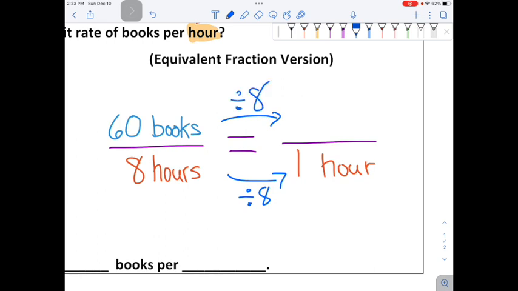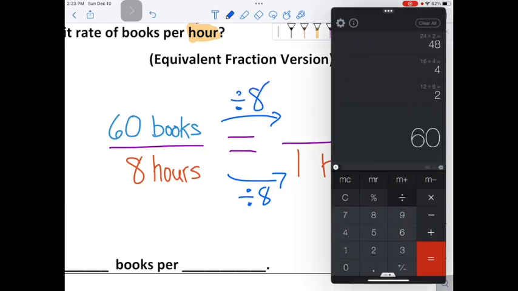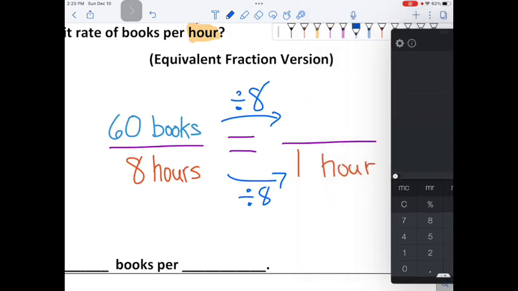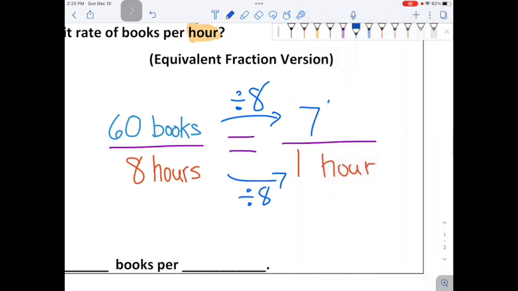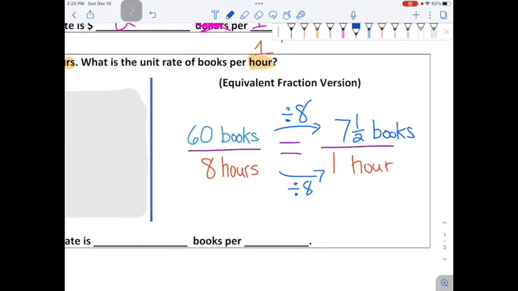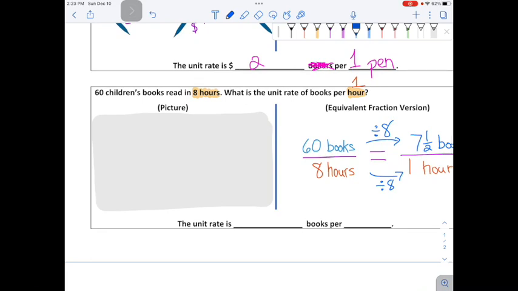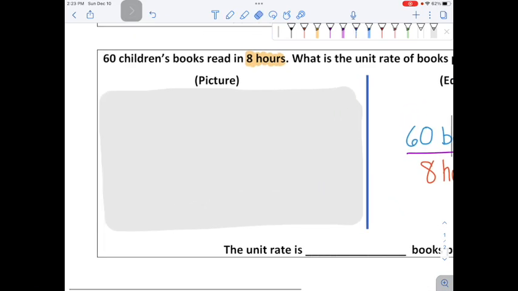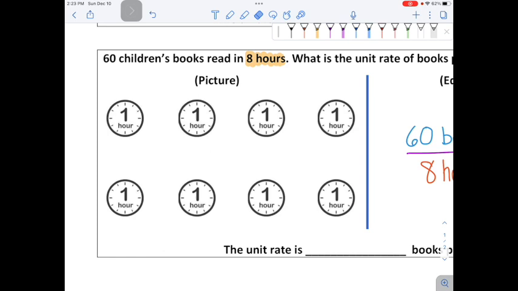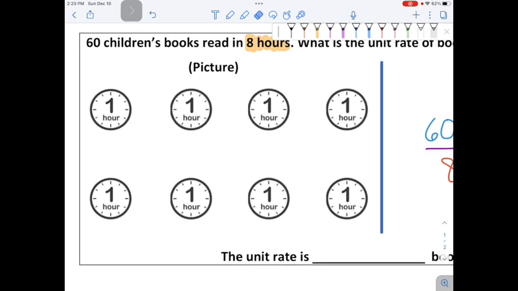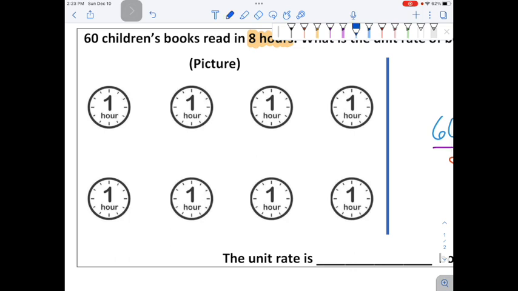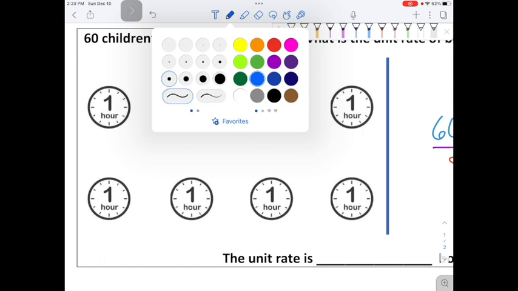This is not a basic fact. 60 divided by 8 is 7.5, or 7 1/2. I'm going to write it as 7 1/2 books. All right, so here's what this means. I should, in my picture, put 7 1/2 books with each of my hours. Here are my hours. You can just draw circles if you want to, with the letter H in front. It should take 7 1/2 books for each one of these circles. Let's give it a shot. Make this a little bit bigger.